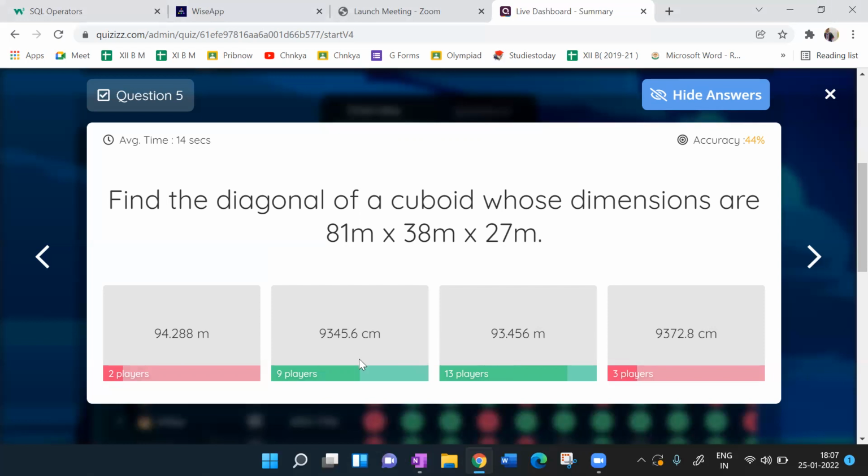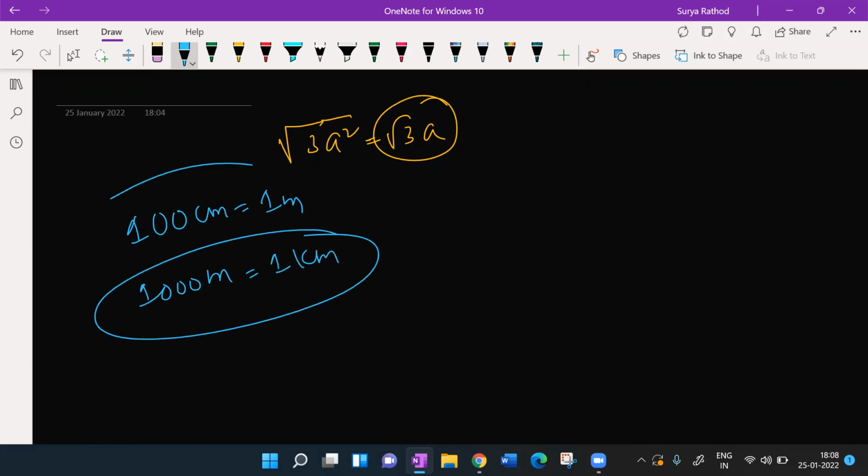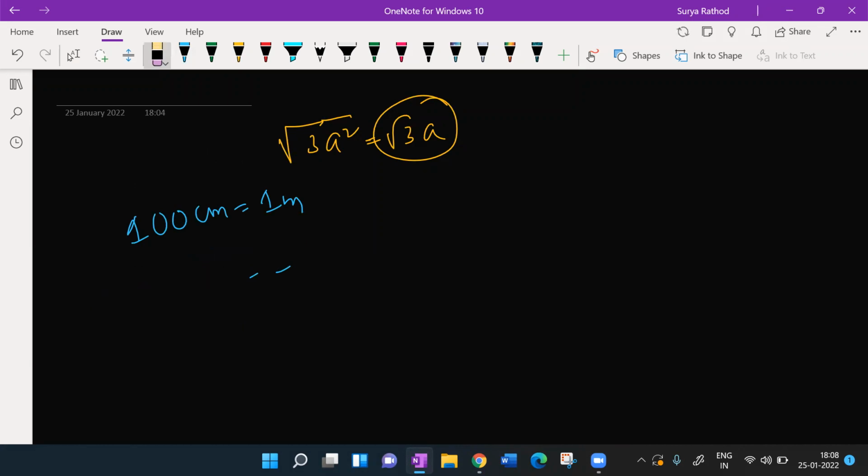Yes, guys, look at this here. In meters and centimeters, both options are correct. How many of you got this? Sir, I didn't understand, sir. You didn't understand? No problem. Look at this here. What I am saying is, 100 centimeters is equal to 1 meter, and 1000 meters is equal to 1 kilometer. These are all basic things you should know. Okay, yes, look.